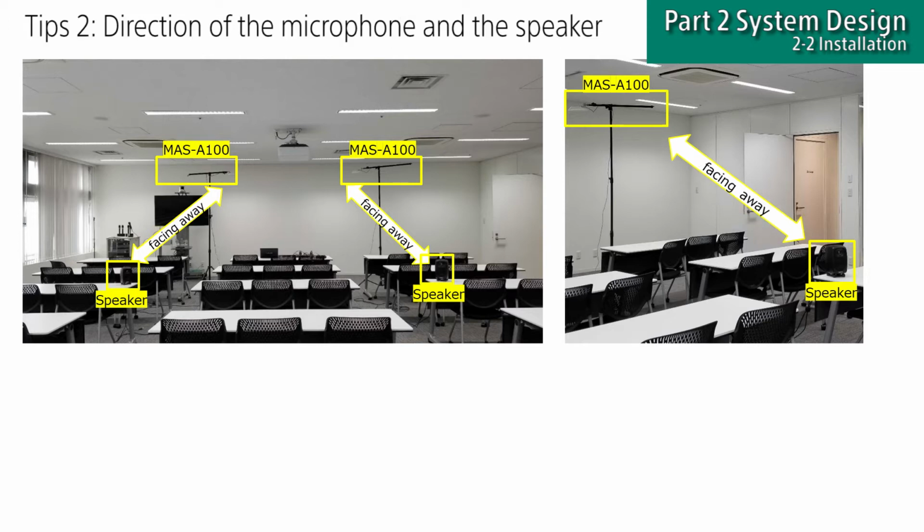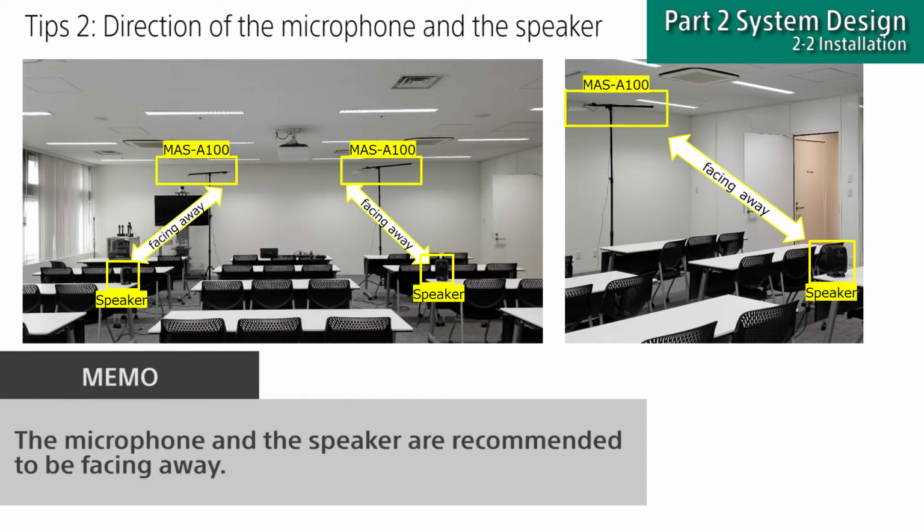Number 2, direction of the microphone and the speaker. The microphone and speakers are recommended to be facing away. If speakers are already mounted on the teaching display wall and the distance between microphone and speaker is less than 3 meters, we would recommend to move the speakers so that they are facing away from the beamforming microphone to get best results for speech reinforcement.